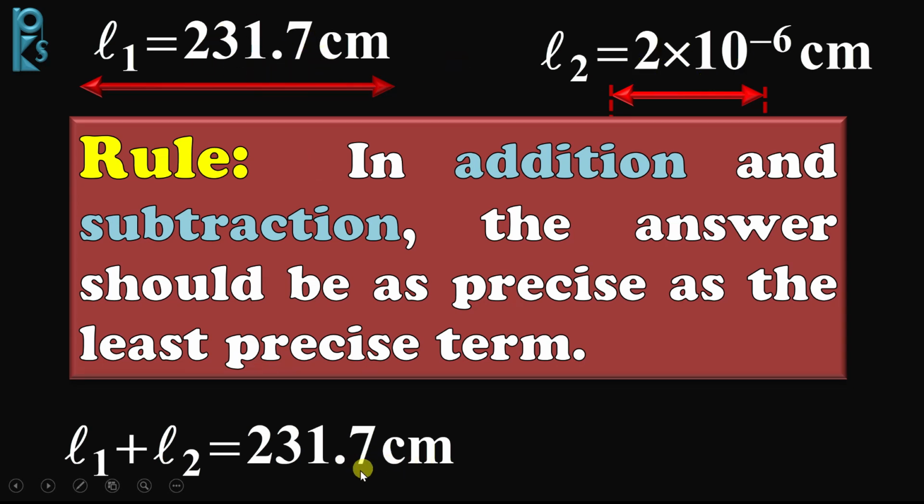Here you may make a mistake. You may say that, okay, if I add the two values, the answer will always be the same as the less precise term. No, it's not always the same, but it has the same precision. What do I mean? Let's go to the next example.